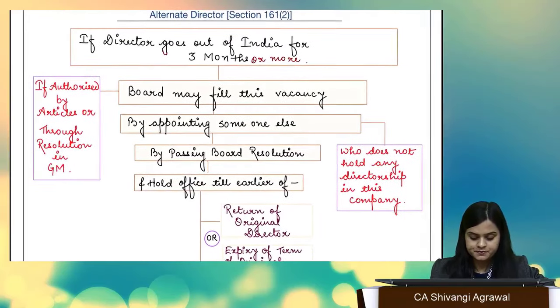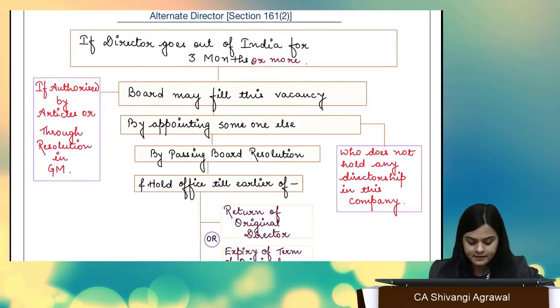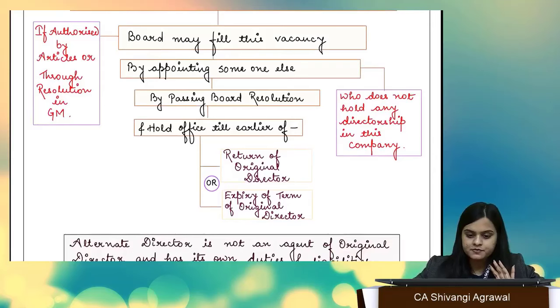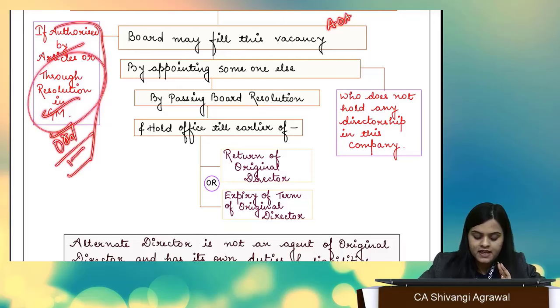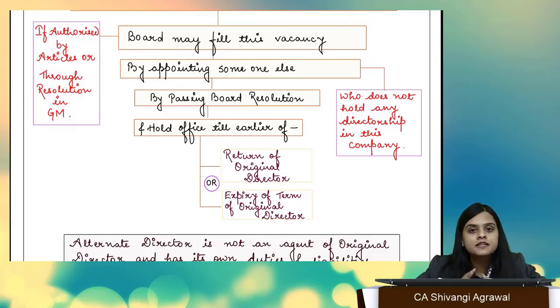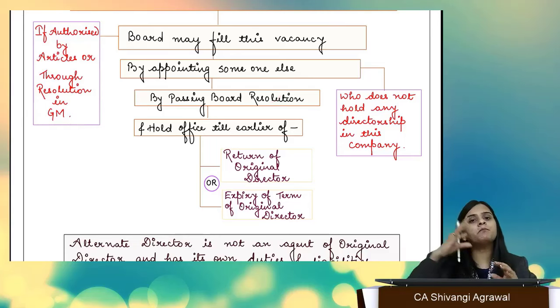Alternate director. If a director goes out of India for 3 months or more, right, the board has the power. From where do they get the power? They get the power from either articles of association or through ordinary resolution in general meeting. So if they have this power, they can fill the vacancy of that director by appointing someone else. How? Simply by passing ordinary resolution. Now, he is a replacement.